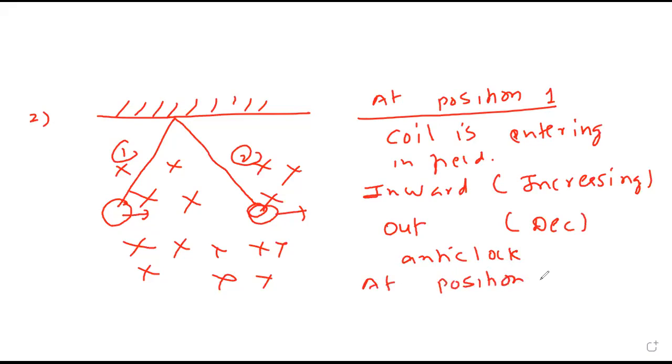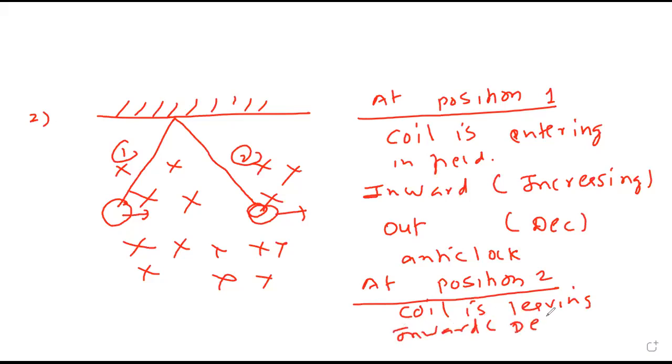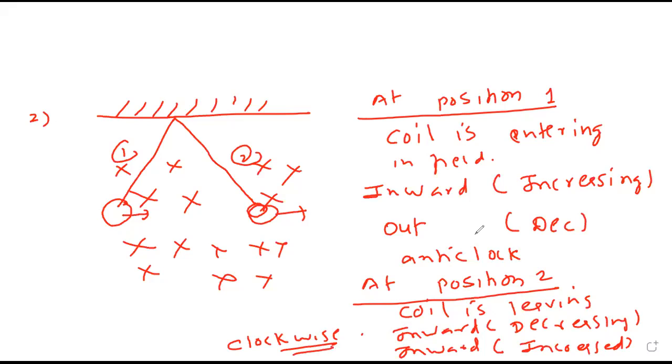At position 2, the coil is leaving. Therefore, the field is inward, but it will decrease because the coil is moving away. Decreasing should be increased by Lenz's law. Inward is increased by inward because they add. Therefore, the current will be in the clockwise direction at 2. Both followed? Yes, sir. Now do it.